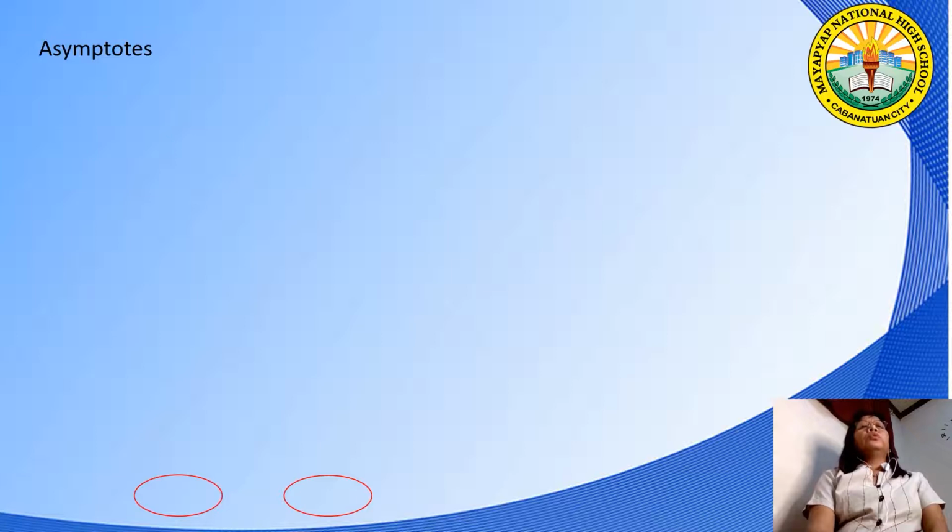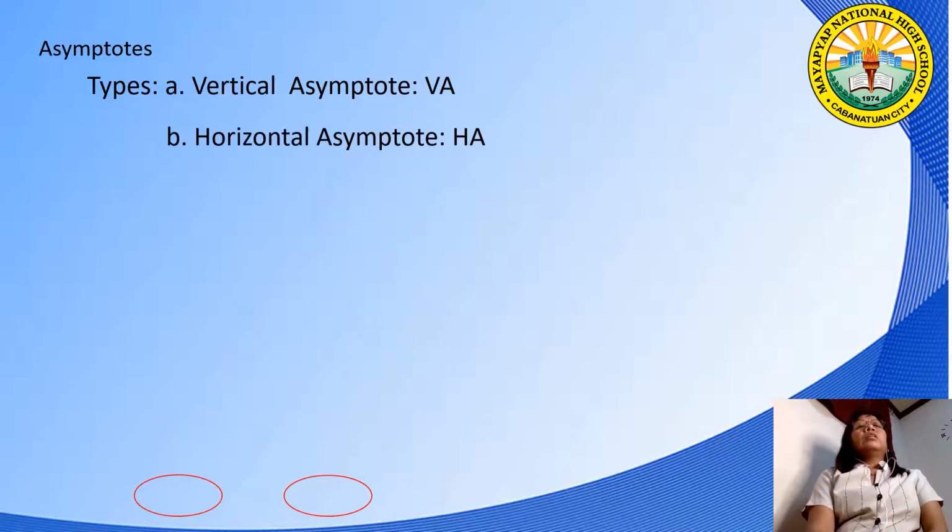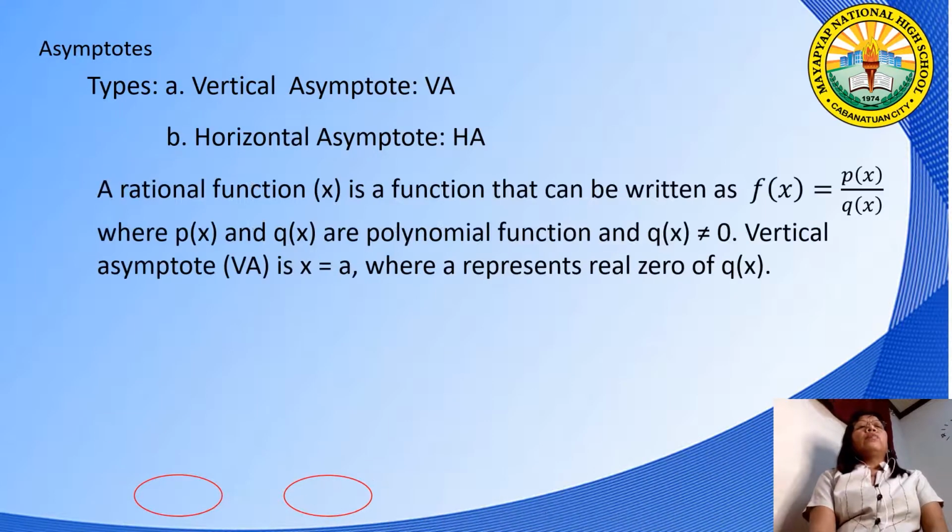Next, let's move to asymptotes. There are types of asymptotes. These are the vertical asymptote, represented by VA, and the horizontal asymptote, represented by the symbol HA. A rational function is a function that can be written as f of x equals p of x over q of x, where p of x and q of x are polynomial functions and q of x is not equal to 0. Vertical asymptote is x equals a, where a represents the real zeros of q of x.